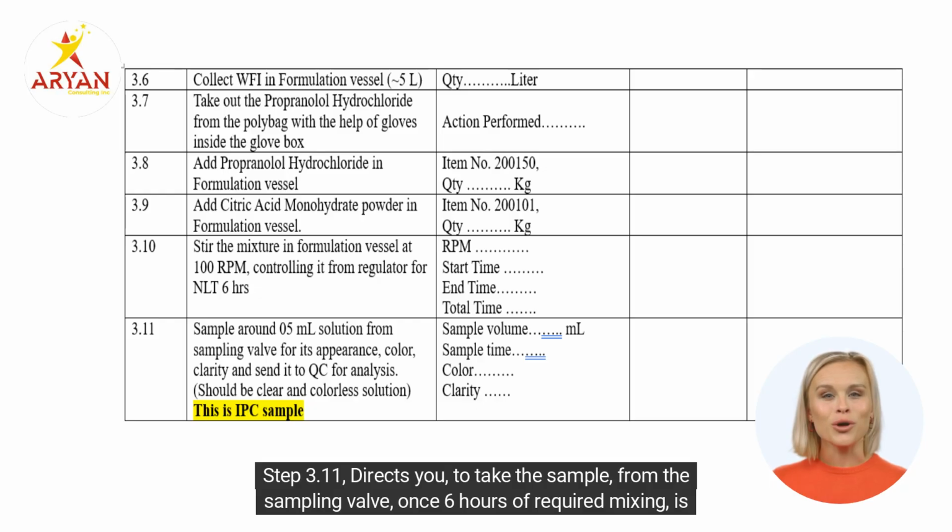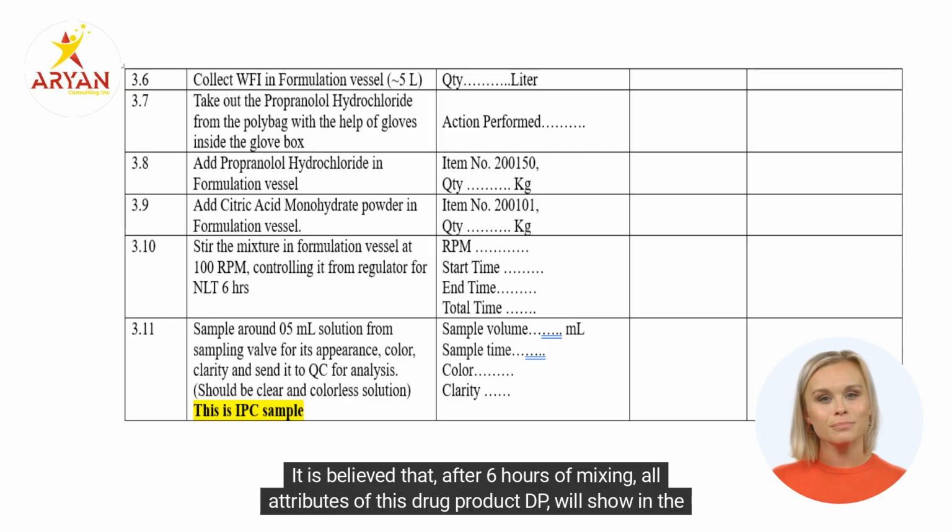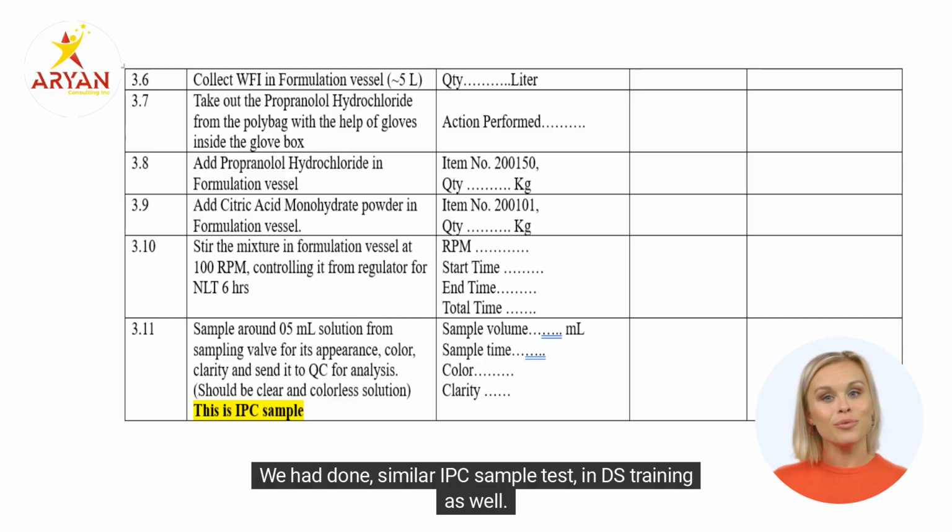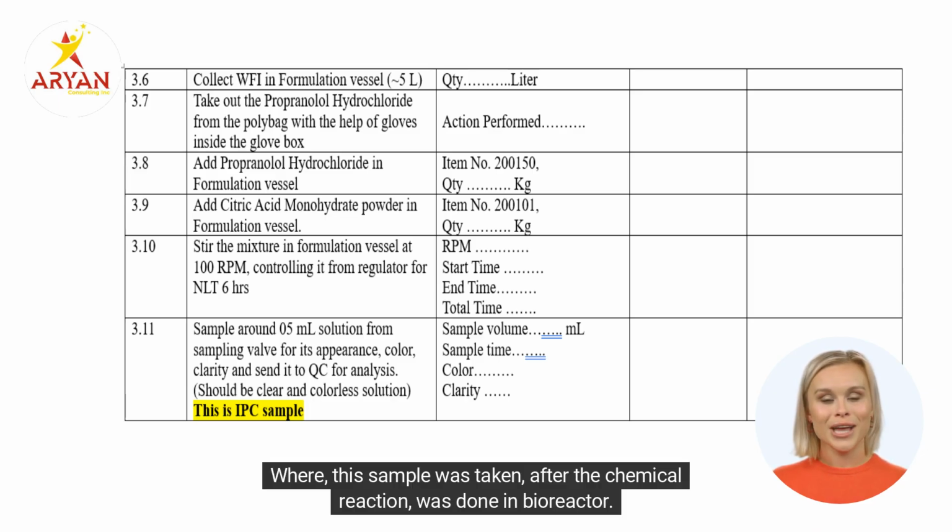Step 3.11 directs you to take the sample from the sampling valve once the 6 hours of required mixing is done. It is believed that after 6 hours of mixing, all attributes of this drug product DP will show in the test as achieved. We had done a similar IPC sample test in DS training as well, where the sample was taken after the chemical reaction was done in the bioreactor.